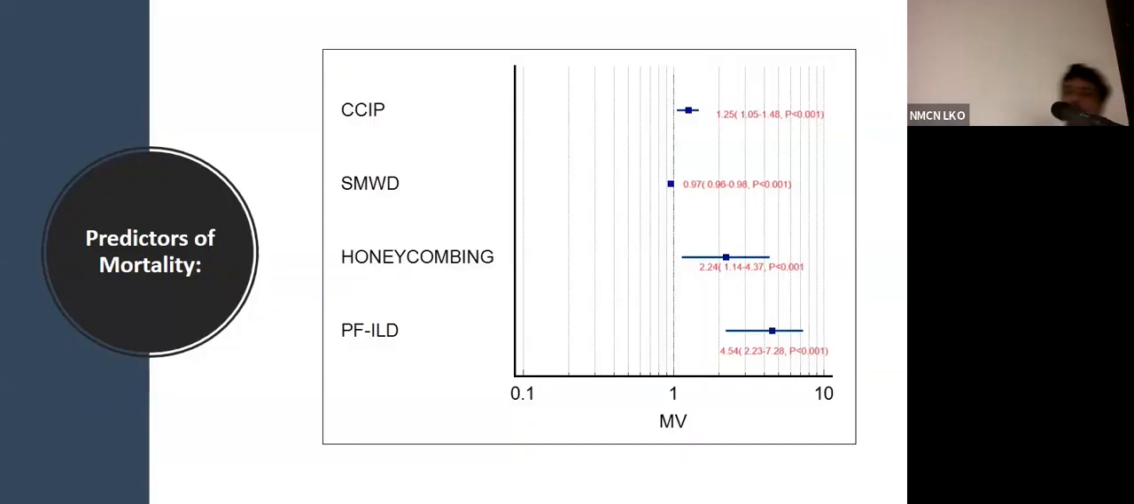On multivariate analysis, we found that the most important predictors of mortality in our study were CCIP, that is Charlson Comorbidity Index points, 6-minute walk distance, presence of honeycombing in HRCT chest, and whether it is a PF-ILD or not. These are the most important significant factors with an odds ratio of more than 1 that can predict mortality of fibrosing ILD patients.